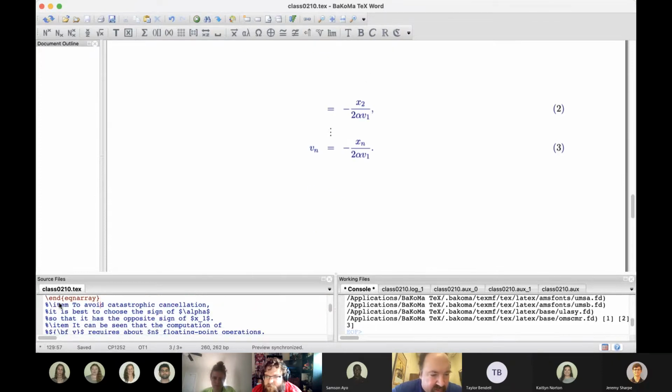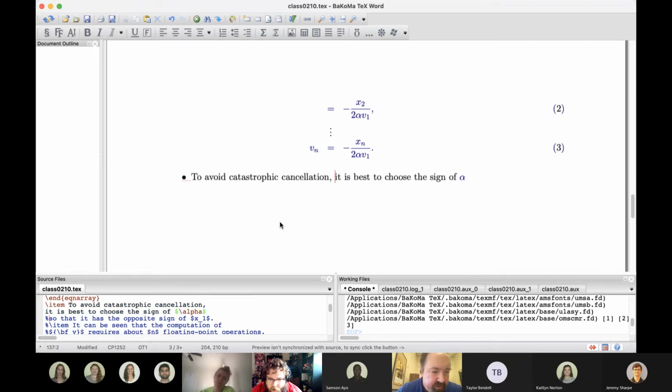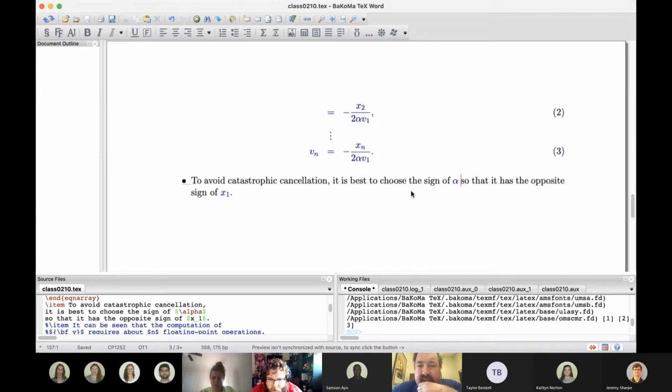Now, I still haven't specified if we're going to choose alpha to be plus or minus the 2 norm of x. Is there a preference? Is there a good reason to choose one sign versus the other? And the answer is yes.